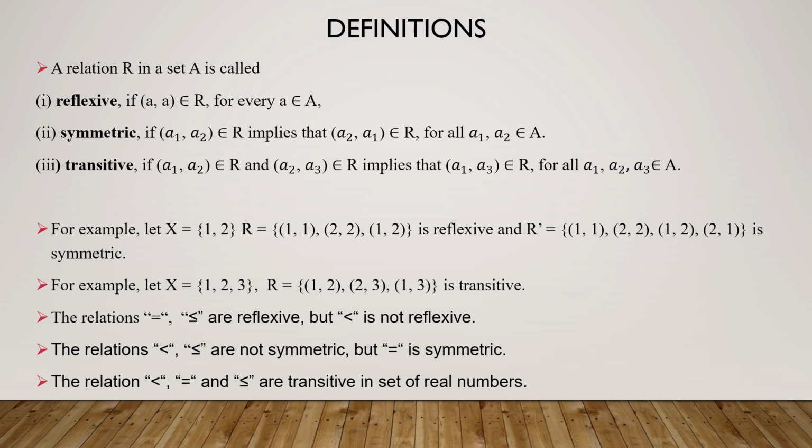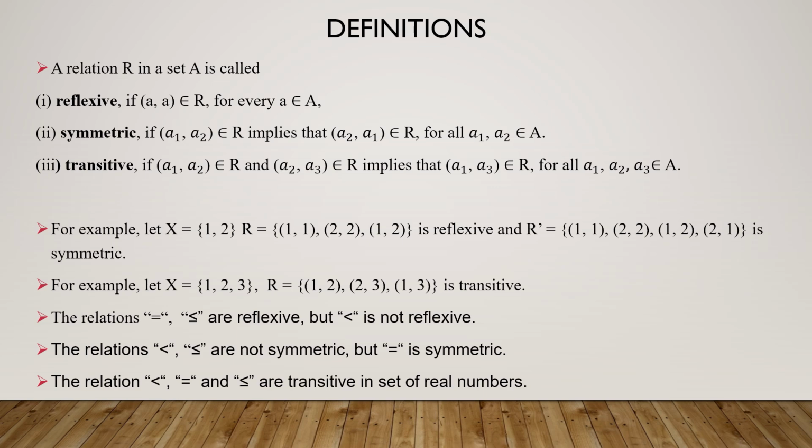Now symmetric. Is this relation R symmetric? No. Why? Symmetric means if (a1, a2) belongs to R, (a2, a1) should also belong to R. So since (1, 2) belongs to R, (2, 1) should also belong to R, then only it is symmetric. So now if I define the relation R' as (1, 1), (2, 2), (1, 2), (2, 1), then it will be symmetric. Next, suppose I have a set X which has elements 1, 2 and 3. On this I define a relation R as (1, 2), (2, 3) and (1, 3).